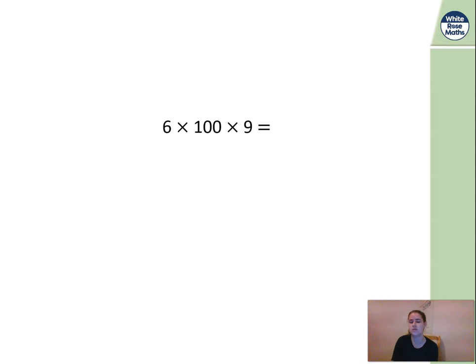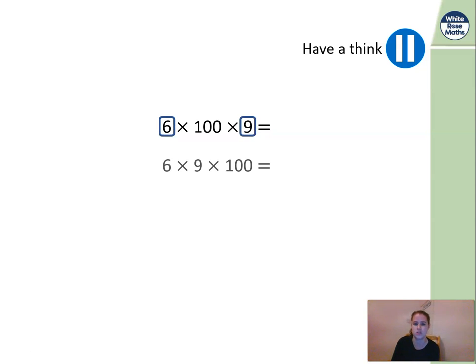Now, I'd like you to pause the video and have a think. How could we work this question out to help us using our knowledge of what we learned yesterday? Have you got it? So, let's have a look at our 6 and 9. We can move our 6 and 9 around to help us work out this question. So we could do 6 times 9 times 100. We know that 6 times 9 is 54. Therefore, if we multiply 54 by 100 and we are making it 100 times bigger, the answer is 5,400.